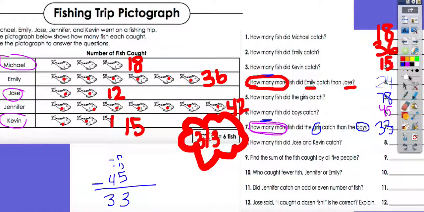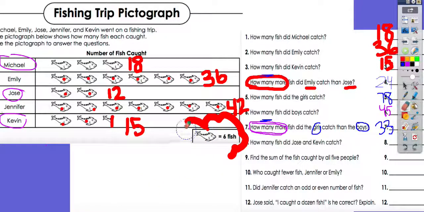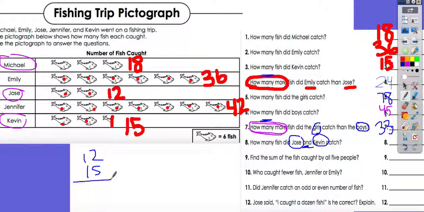I would do some erasing. Or we look at our next one. Erase my bubble here. All right, let's look at this. How many fish did Jose and Kevin catch? That and tells me to put Jose and Kevin together. Jose is 12, because I already solved it. Kevin is 15. So 5, 6, 7, and then 1 plus 1 is 2. So together, they got 27. Remember, that and tells me to combine, to put together, to add.